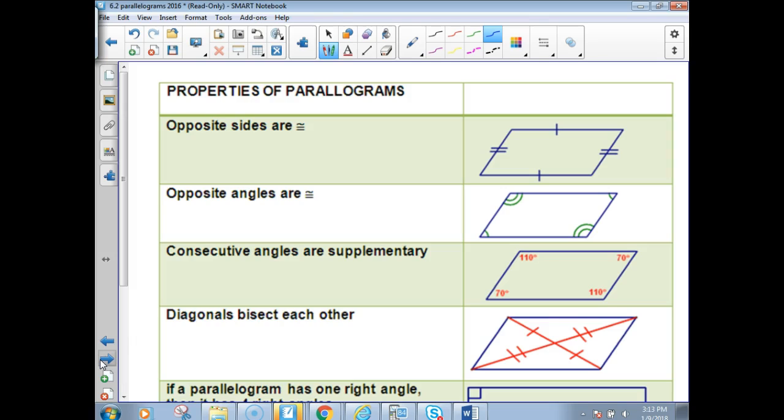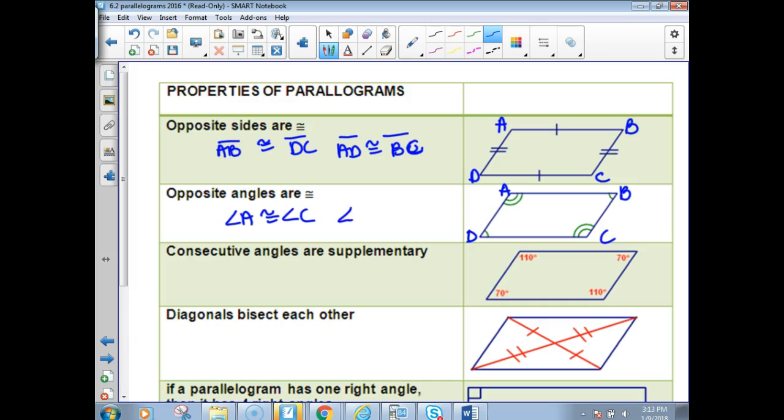Don't have time for the website today. So, opposite sides are parallel, what we did on the ISN, and this is going to be a repeat, so I'm going to go rather quickly. A, B, C, D. We just said segment AB is congruent to segment DC, and segment AD is congruent to segment BC. We're not going to write everything we wrote down in the ISN. We wrote down that angle A was congruent to angle C, and that angle D was congruent to angle B. Opposite angles are congruent.